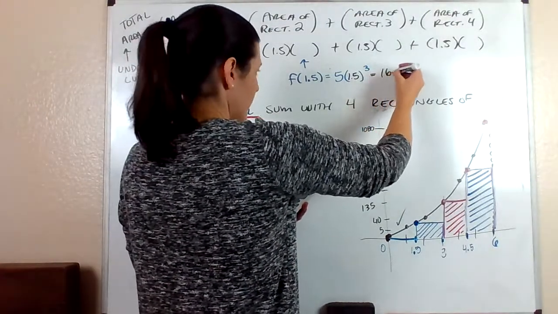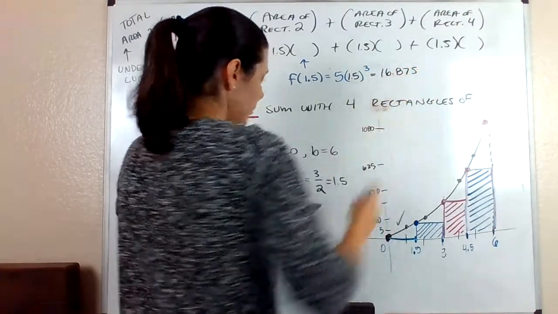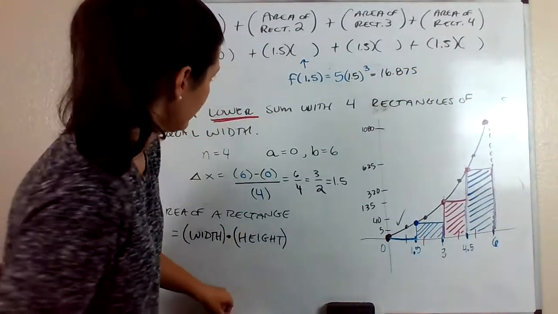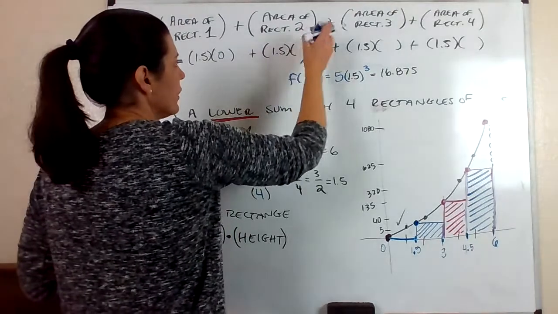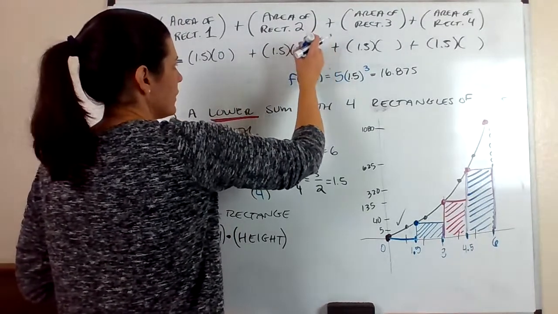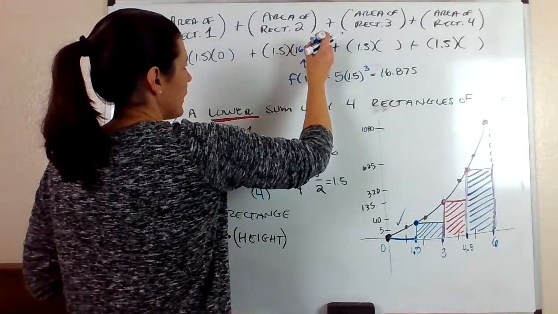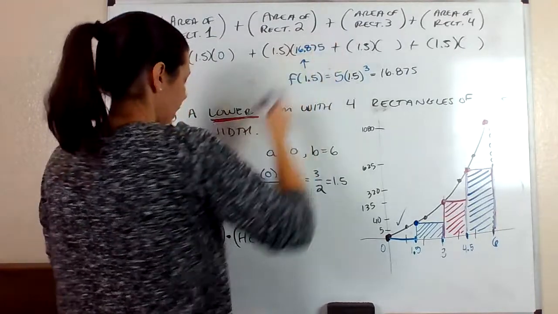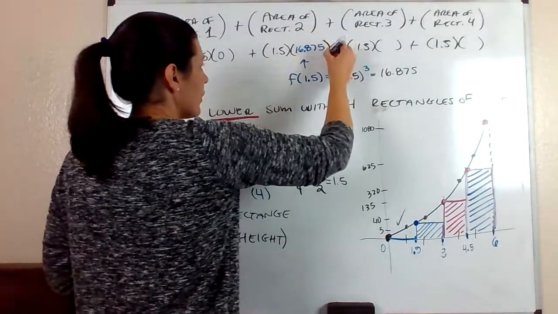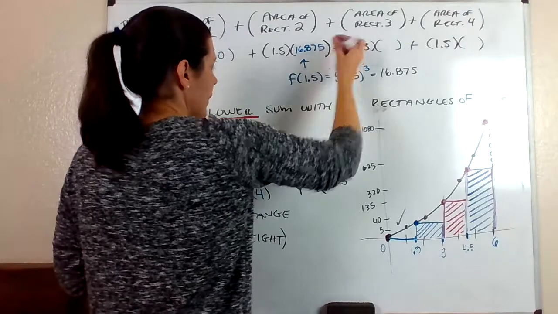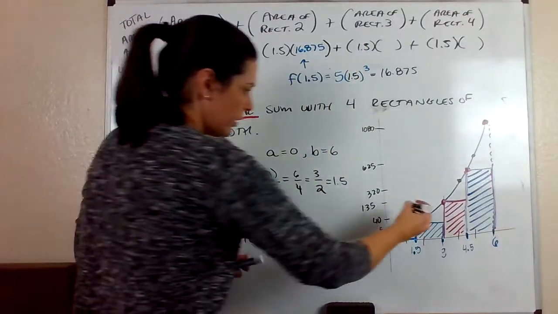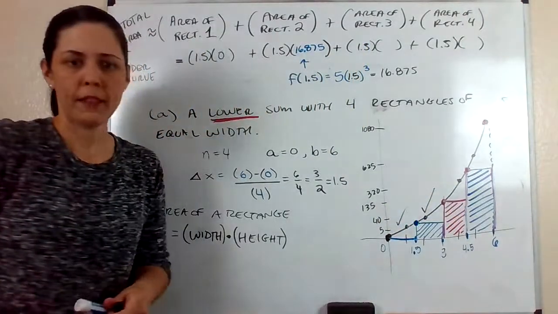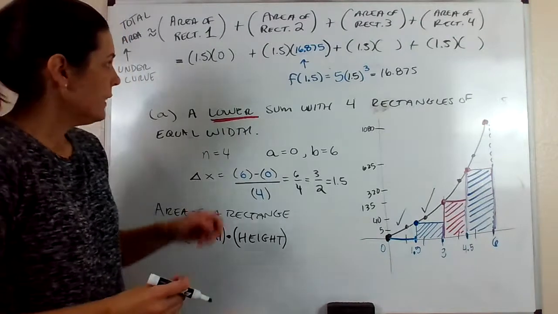So 16.875. And that's going to go in here. Let's give it more space. 16.875. Okay. And then that one is done. Okay, 2 out of 4 done.